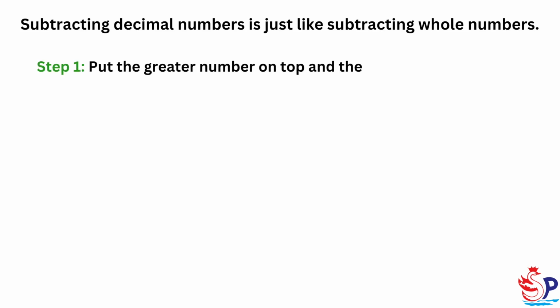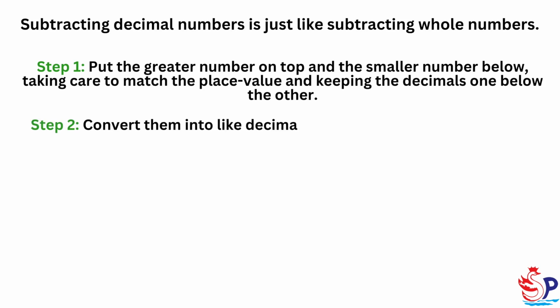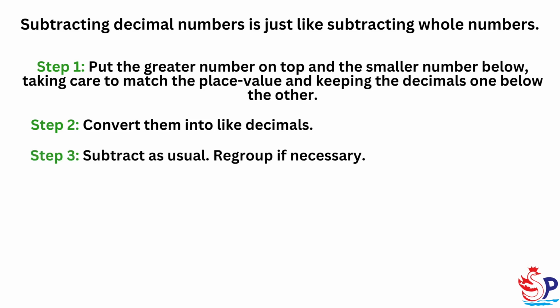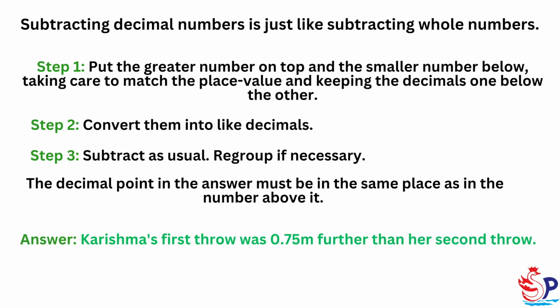Step 1. Put the greater number on top and the smaller number below, taking care to match the place value and keeping the decimals one below the other. Step 2. Convert them into like decimals. Step 3. Subtract as usual. Regroup if necessary. The decimal point in the answer must be in the same place as in the number above it. Answer: Karishma's first throw was 0.75 meters further than her second throw.